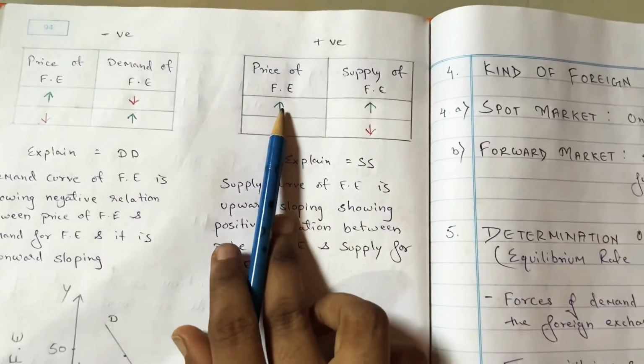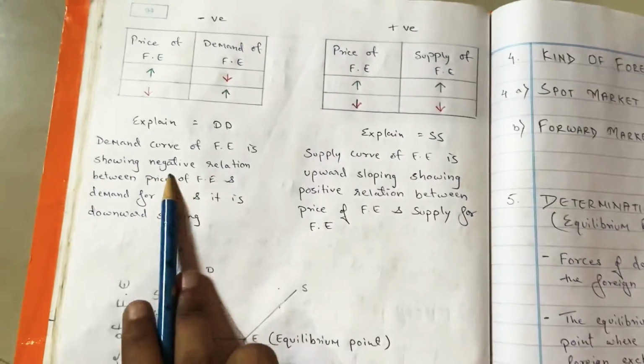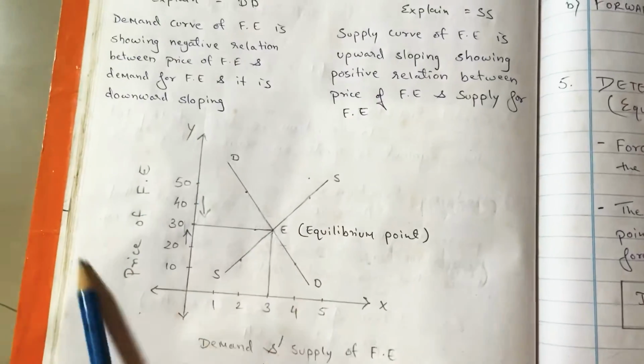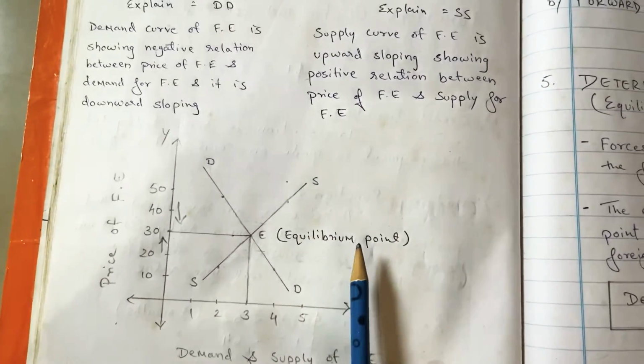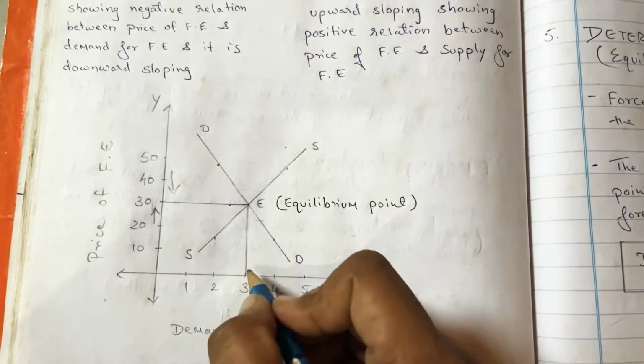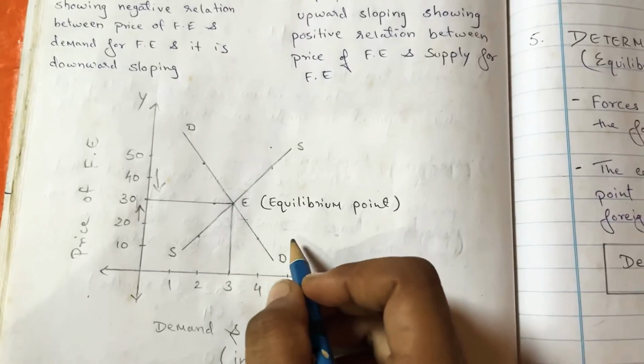And when the price of foreign exchange increases, supply of foreign exchange also increases. It has a positive relationship. This is the definition that you can refer to, and this is the diagram. For example, this is the point where the demand and supply is equal. Whatever is the demand, that much is the supply, so this is the equilibrium point.